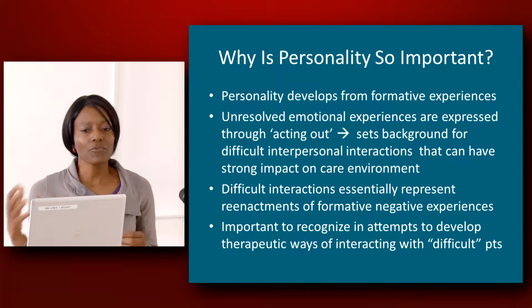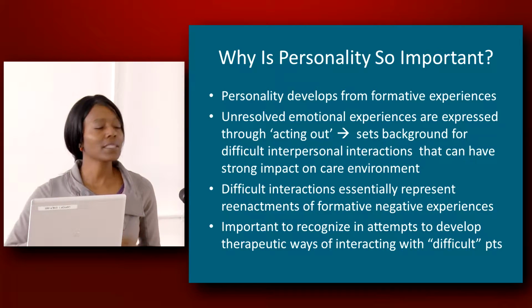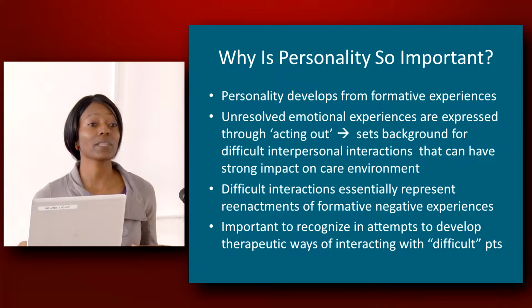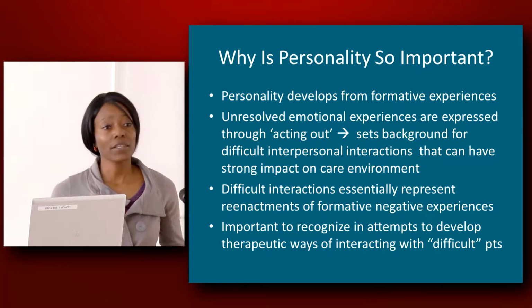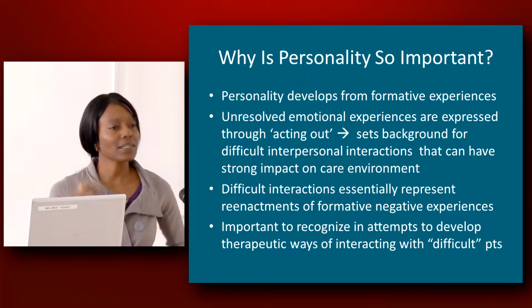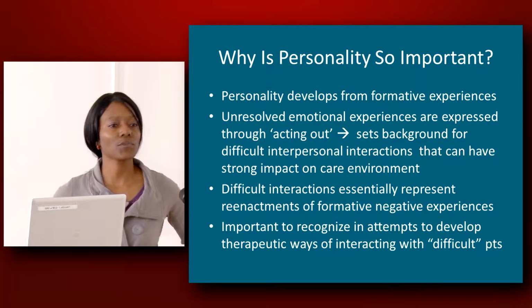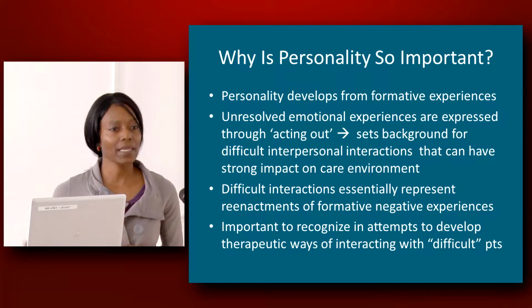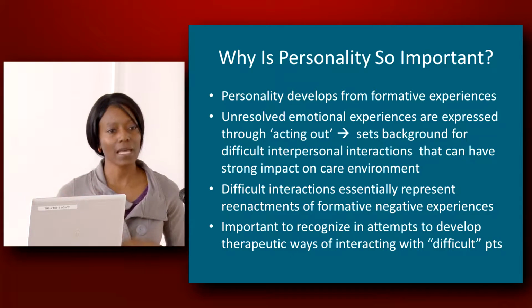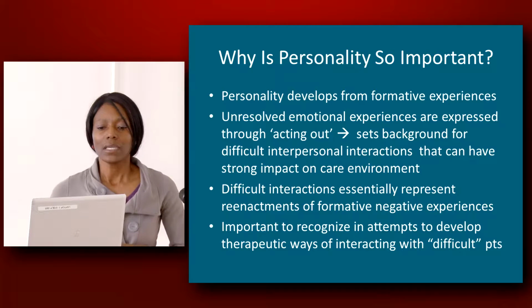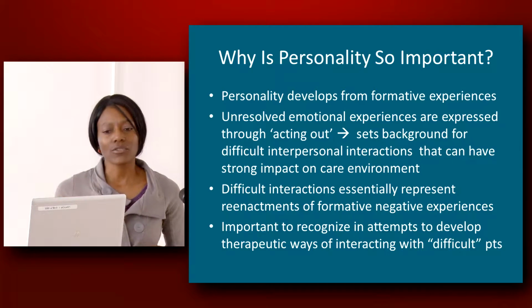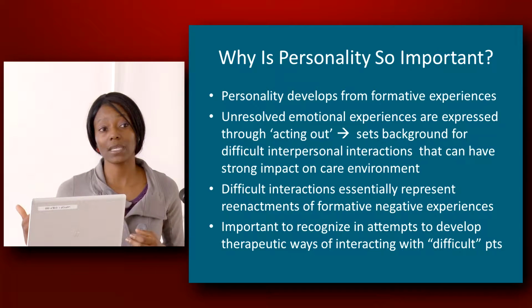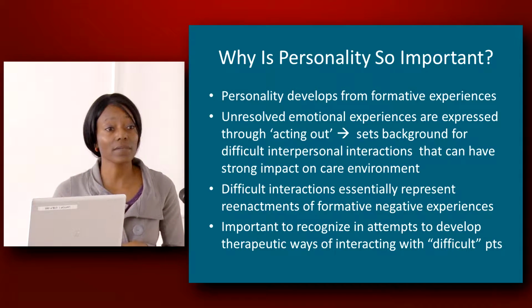So whatever unresolved emotional experiences they have tend to be expressed through acting out, for example, with us. As we discuss with them why they're not engaging in treatment, we might be perceived as being the punishing parent. It's not something they're doing volitionally, it's just that as soon as they have an interaction with someone of that stature, automatically they're back in that mode where this is how they interact with that person, the punishing parent. Now, we need to be able to see these interactions as essentially reenactments of what this person has experienced earlier in their lives.